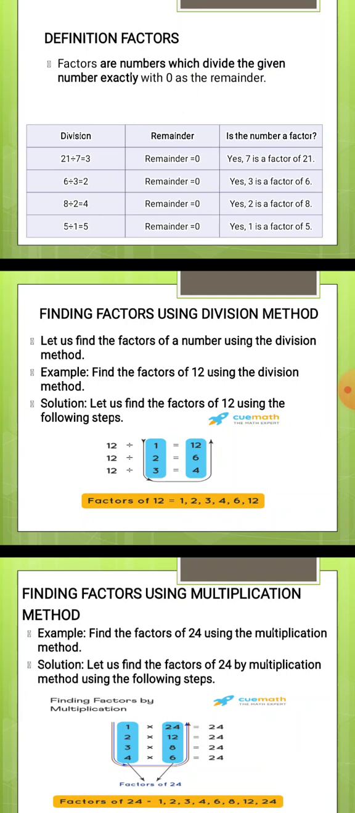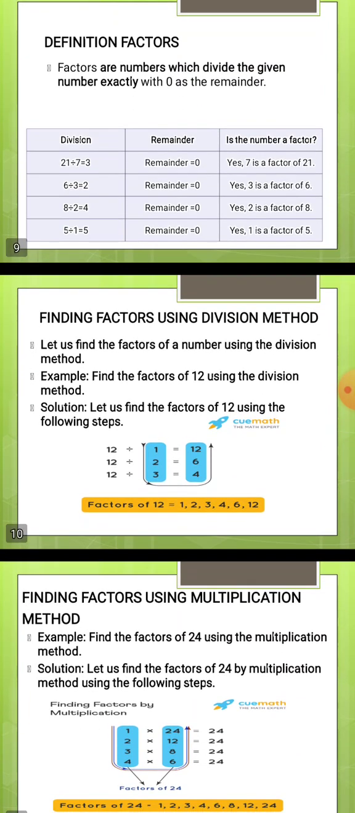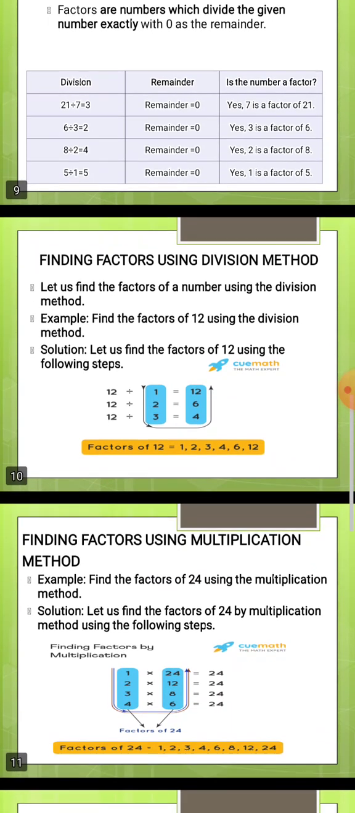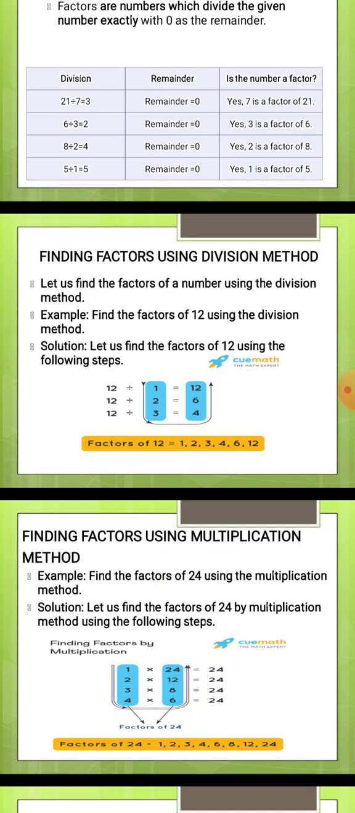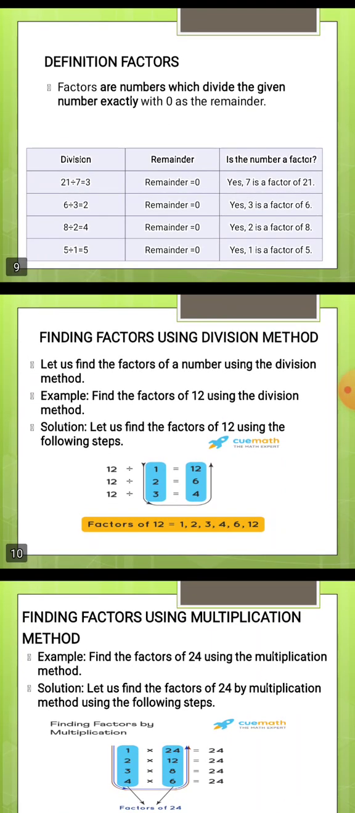When you divide 6 by 3, the quotient is 2 and the remainder is 0. That means 3 is a factor of 6. When you divide 8 by 2, you will get 4 as a quotient and the remainder is 0. So here 2 is a factor of 8. When you divide 5 by 1, you will get the quotient as 5 and the remainder as 0. So here 1 is a factor of 5. So any number which divides the number with remainder 0, that divisor is a factor of the given number.